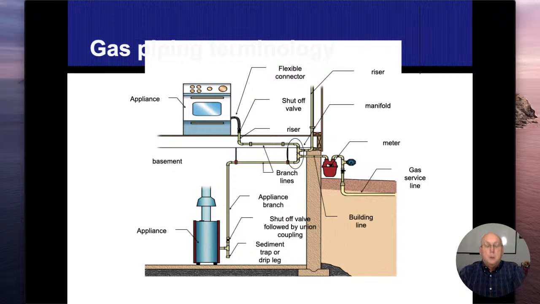All right. So as it comes in, just a few more terms. When I have a whole bunch of pipes together, we call that a manifold, whether it be inside of a furnace, a water heater, whatever the case is. Anything that goes down is a drop. Anything that goes up is a riser. Anything that goes down, at the bottom of the drop, we're going to want to put a drip leg or a sediment trap in there.